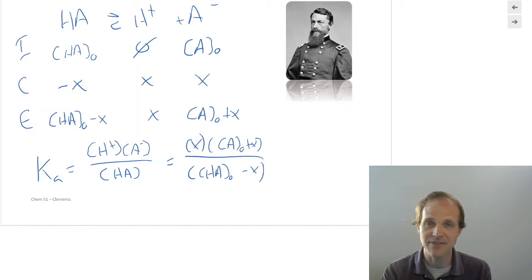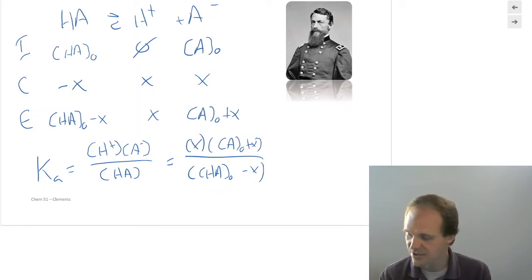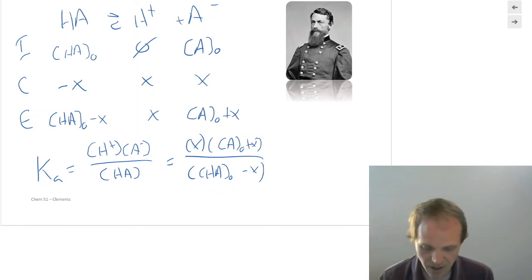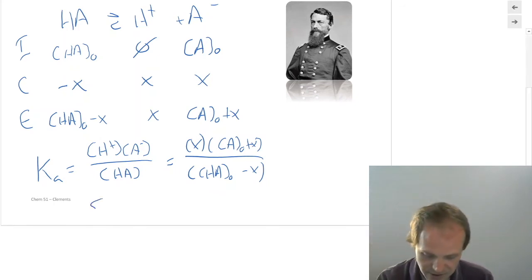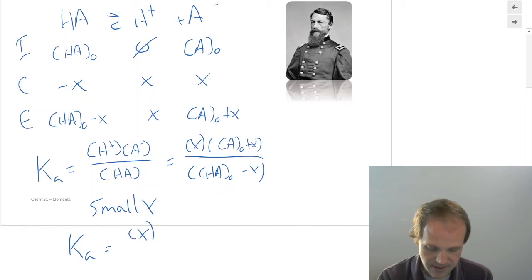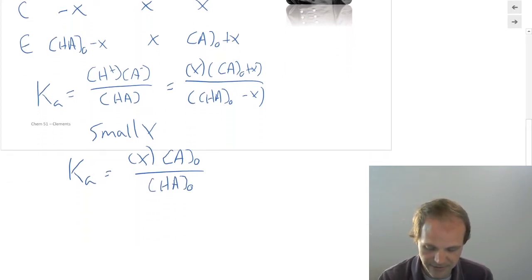These Ks tend to be fairly small. Our concentrations tend to be fairly large. So most of the time, this general case works. All right, so let's go ahead and use our small x assumption. We now have that Ka is equal to x times [A-]naught over [HA]naught. Okay, so that's a nice and easy looking expression. Let's go ahead and solve that for x.